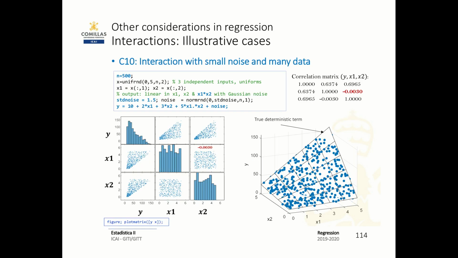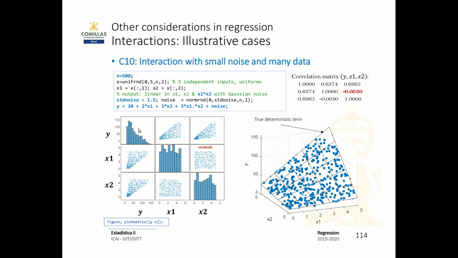So let's have an example. We construct this function: beta 0 plus beta 1 x1 plus beta 2 x2 plus beta 3 x1 times x2 plus some noise. The standard deviation of the noise is 1.5, and x1 and x2 are uniformly distributed in the segment 0 to 5, and we will have 500 samples. So we have here x1, x2, and we see they have a uniform distribution between 0 and 5, and they are uncorrelated with each other.